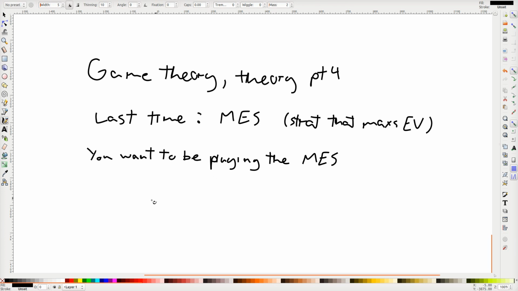So one issue that comes up is your opponent also wants to be maximally exploiting you. So what happens? This leads to a reasonably common situation called a Nash equilibrium.